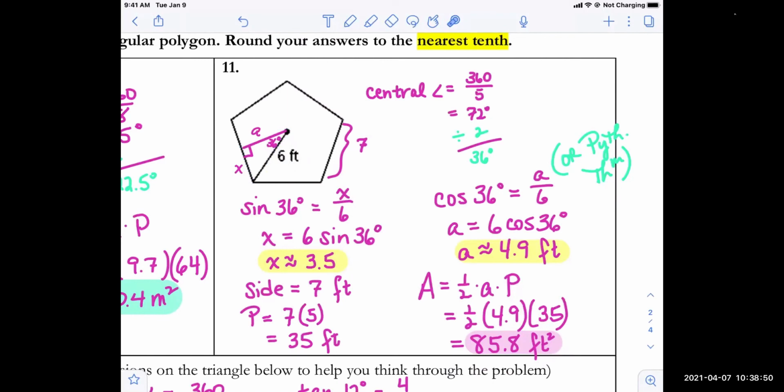Okay, so again, you can do the area of this triangle times 10 or the area of that triangle times 5, but that is not an equilateral triangle. So don't be trying to do 6 squared root 3 over 4 for that, because it's isosceles, it is not equilateral.